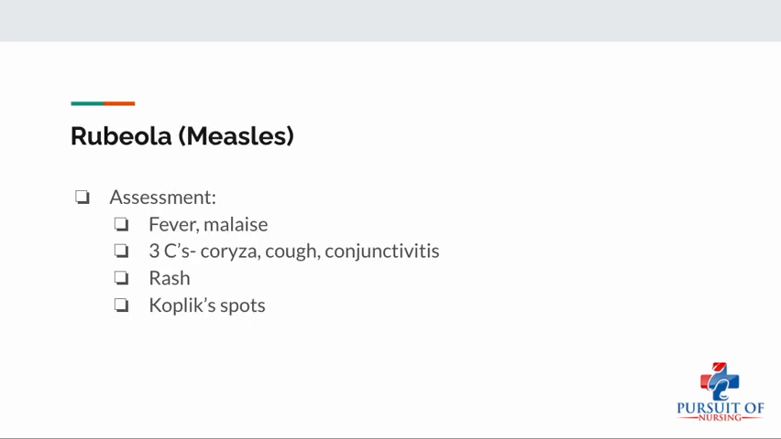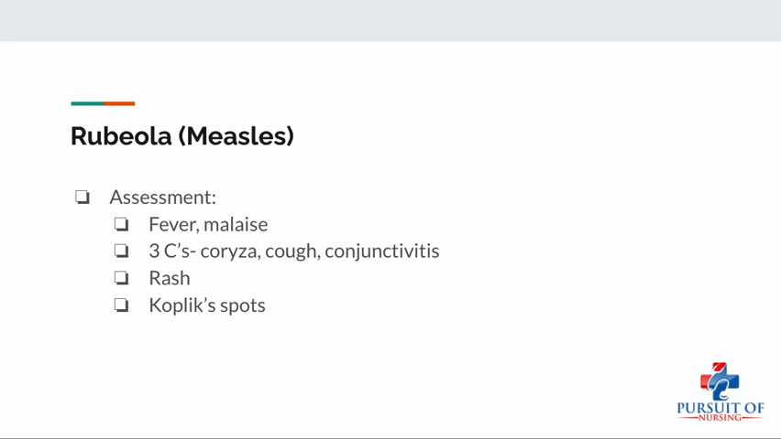All right, rubeola or measles. This child is going to present with fever, the 3 C's: coryza, which is just inflammation of the mucous membranes of the nose, cough, conjunctivitis. They might have a rash and then Koplik spots as well. Koplik spots are located on the inside of the cheeks, the buccal mucosa. They're small red spots with a bluish white center.